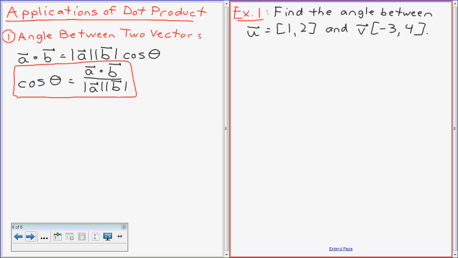So I'm going to write out cos theta equals u dot v all over magnitude of u, magnitude of v. All right, now the real Michael this time. From earlier in today's class, what is u dot v equal again? Is it UX, VX plus UY, VY? Very good. So I'm going to call this then just 1 times negative 3 plus 2 times 4.